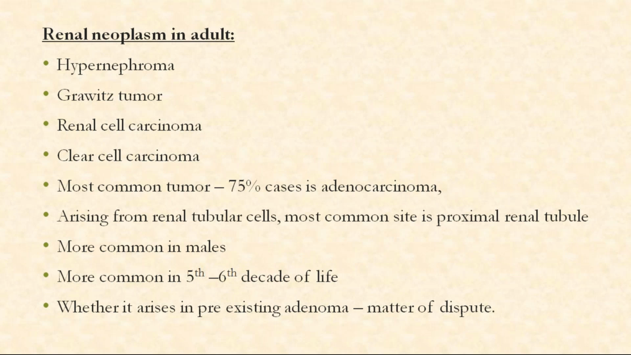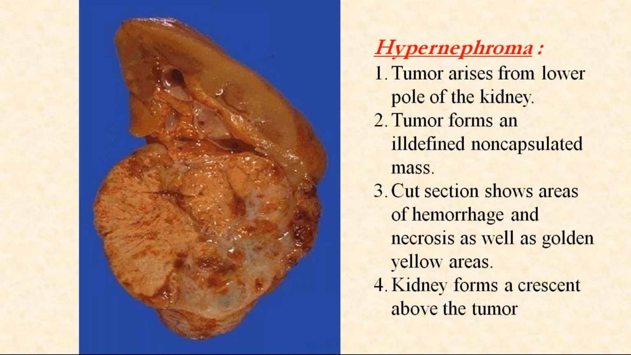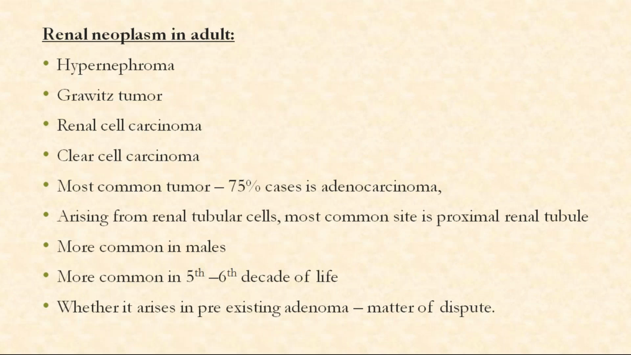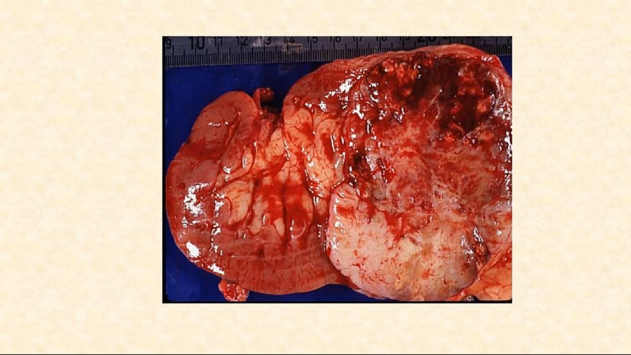Sometimes it may also arise from an adenoma. I already told you that a papillary adenoma of the kidney may turn into a renal cell carcinoma. Earlier I told you a benign adenoma may turn into a malignancy if the size is more than 5 centimeters. So it may arise from an existing adenoma. This is another picture showing hemorrhagic areas, and the lower pole is involved.